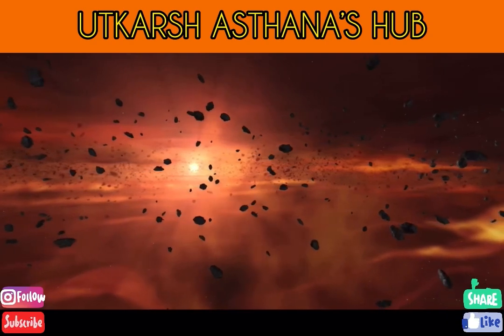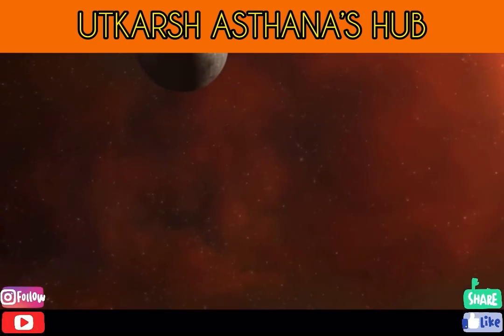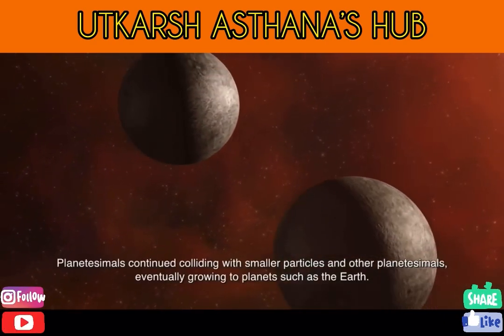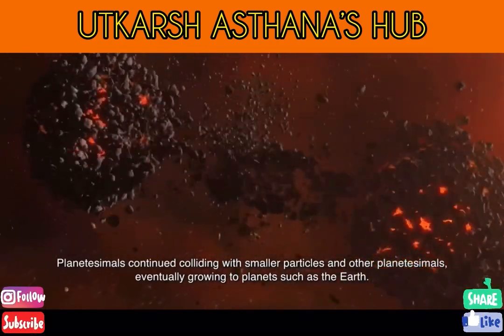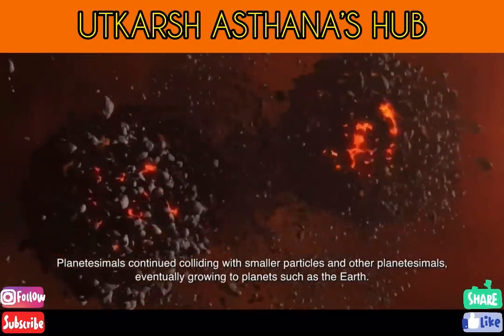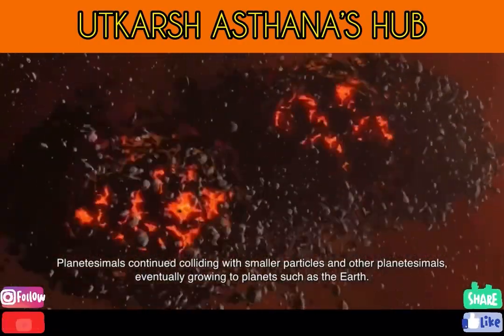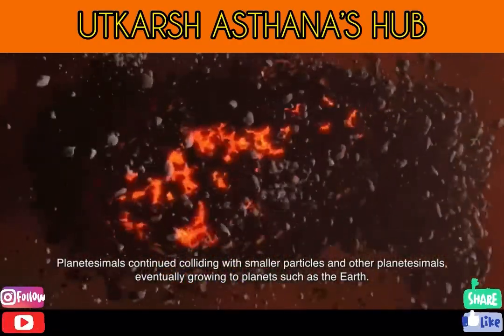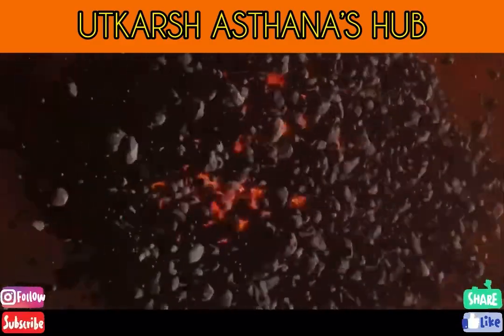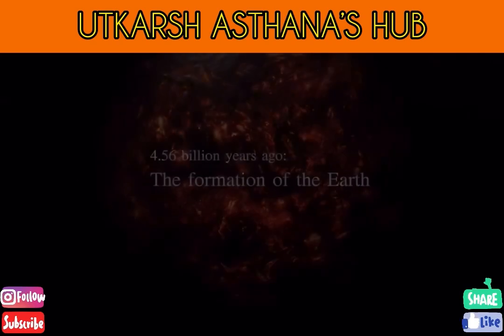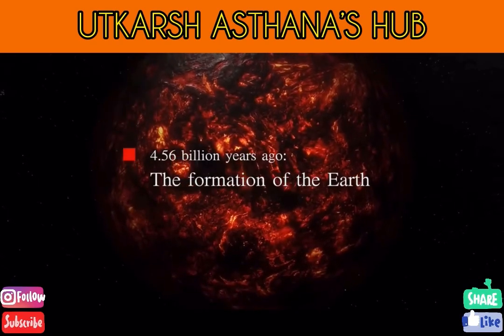Small particles gradually grew to become planetesimals. Then, slowly and gradually, planetesimals continued colliding with smaller particles and other planetesimals, eventually growing to planets such as our home planet, the Earth. And this is how the formation of planets began in our solar system. And that is how our 9 planets of our solar system, including Pluto, were formed.